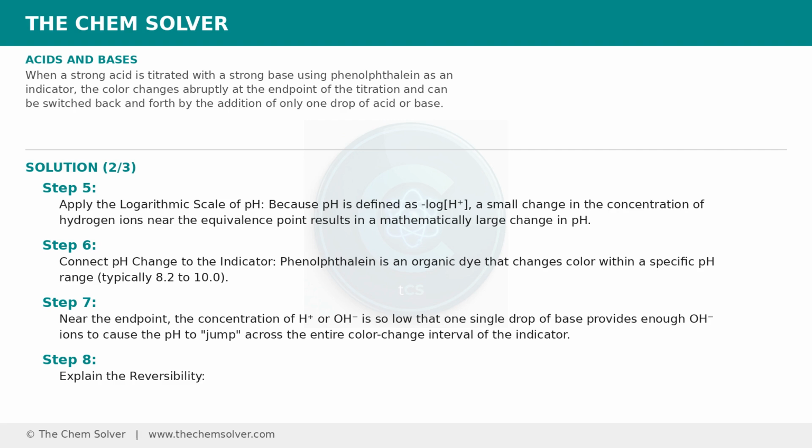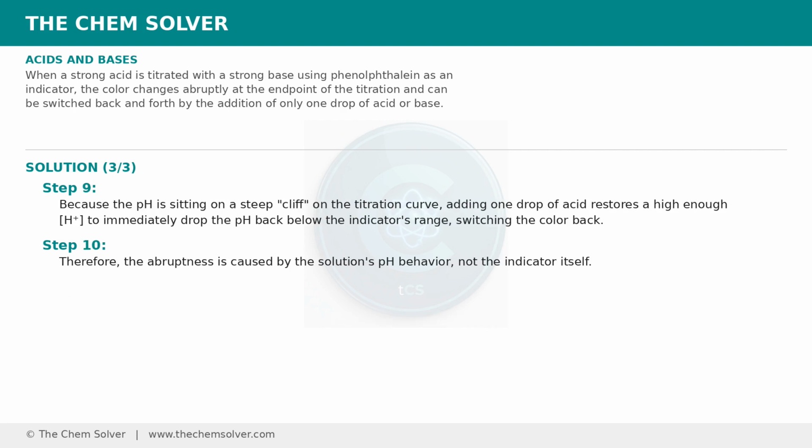Explain the reversibility. Because the pH is sitting on a steep cliff on the titration curve, adding one drop of acid restores a high enough H⁺ to immediately drop the pH back below the indicator's range, switching the color back. Therefore, the abruptness is caused by the solution's pH behavior, not the indicator itself.